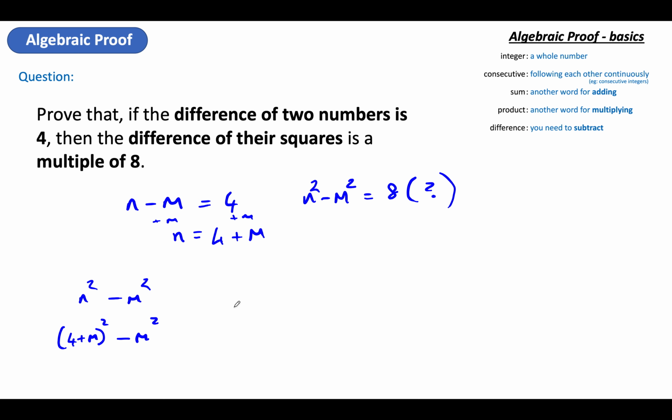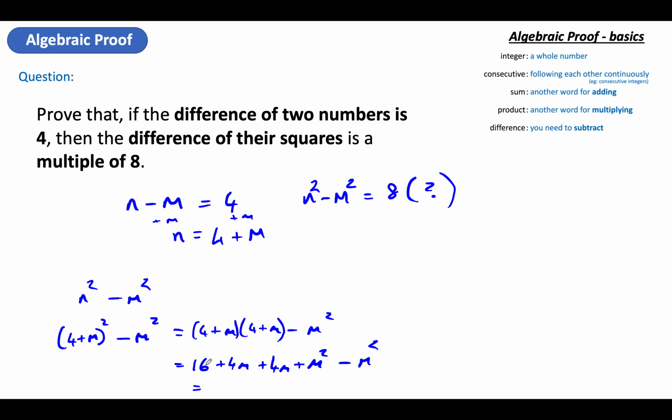If you didn't manage it before, pause now and have a go. See if you can get to this being a multiple of 8. Right, let's have a look. Let's multiply this out. First of all, we need to multiply out this first bracket which we've squared. So let's FOIL this. When you FOILed this, you get 4 times 4, which is 16. You get 4 times m, which is 4m, and another 4m. And then m times m is m squared. And then we've still got the other negative m squared on the end.